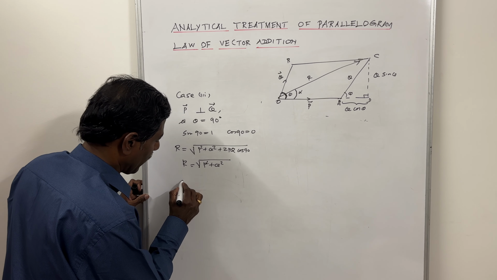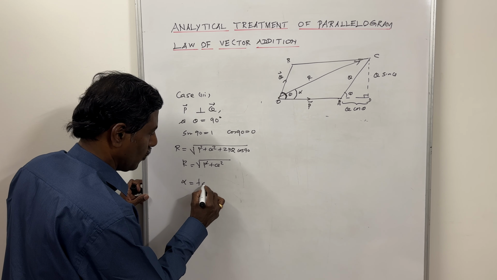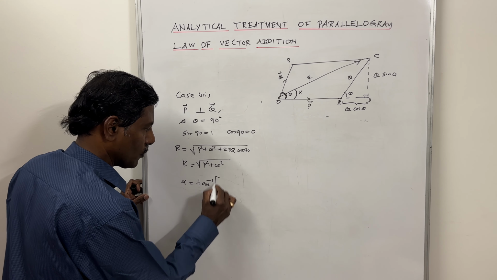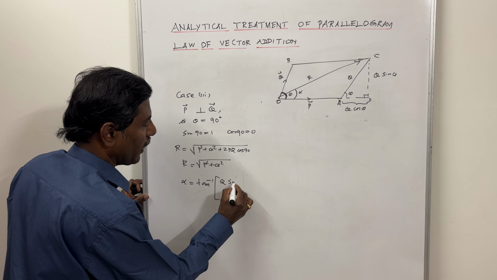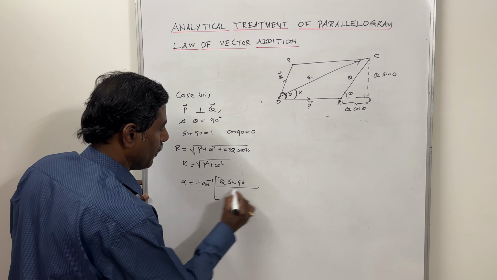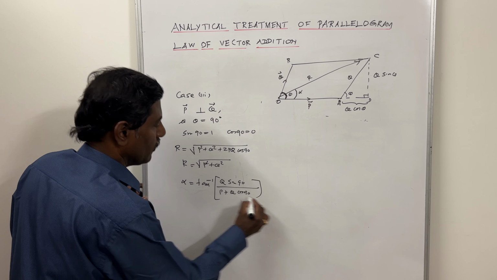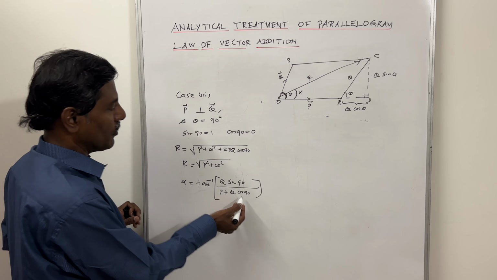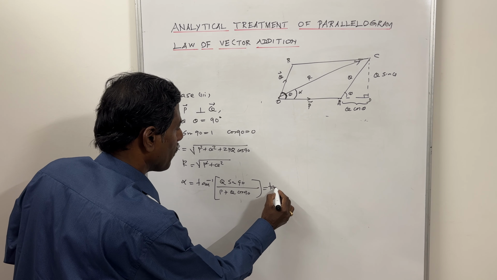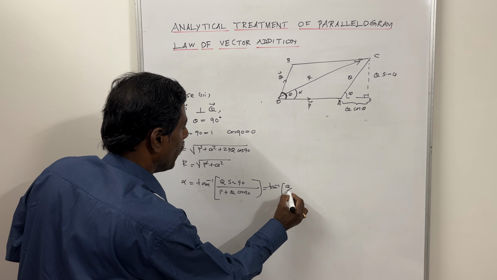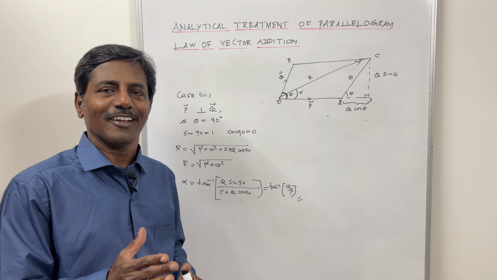So the resultant direction alpha must be equal to tan inverse of Q sin 90 divided by P plus Q cos 90. Sin 90 is 1, cos 90 becomes 0. The answer will become tan inverse Q by P. That's all for today's video.